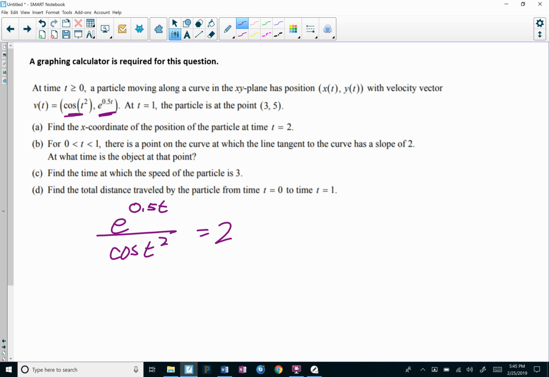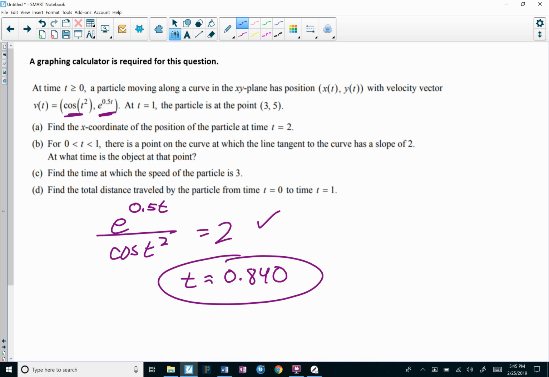I want to know if the slope equals 2. Use your solve command. Remember, if your calculator doesn't like the solve command, you can always graph it. We get 0.840, and I don't believe we're given any units, so that's it. That was worth 2 points. 1 for setting up the equation, 1 for the answer.